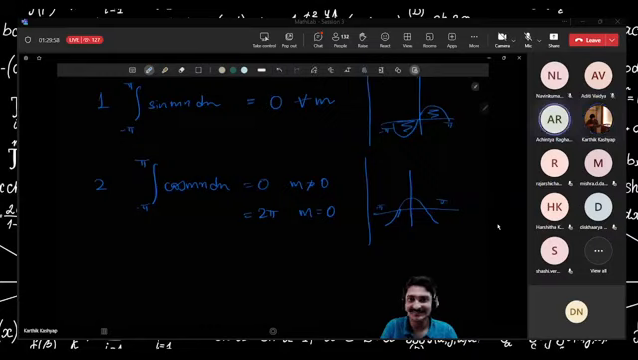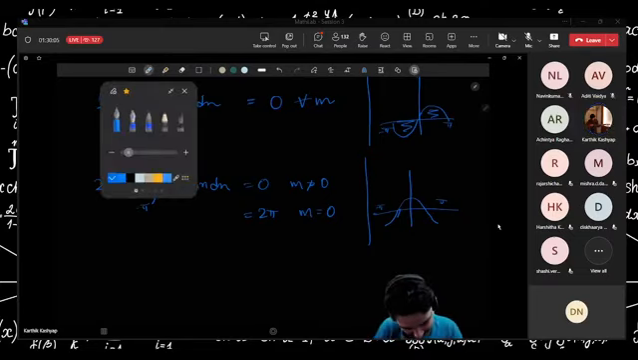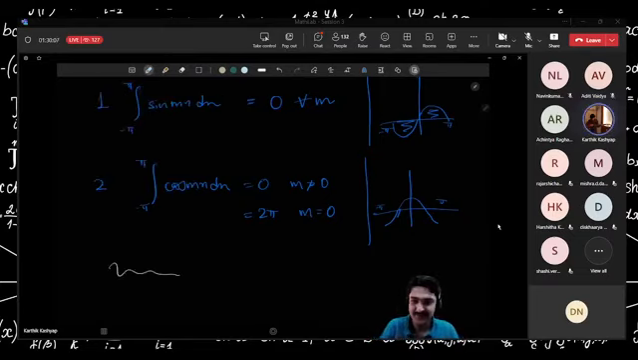Yes. Can you switch your color to white or something? Some people are saying it's kind of hard to see. Okay, I'll see. Okay, is this fine? It's fine, I guess.